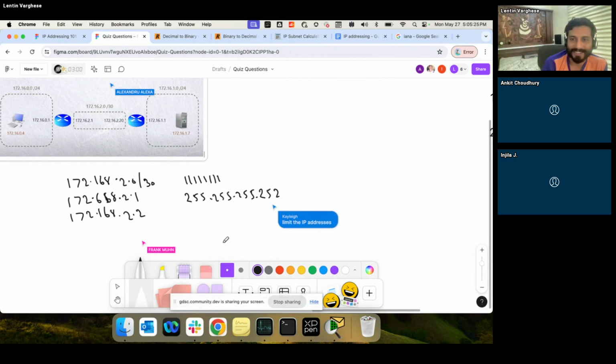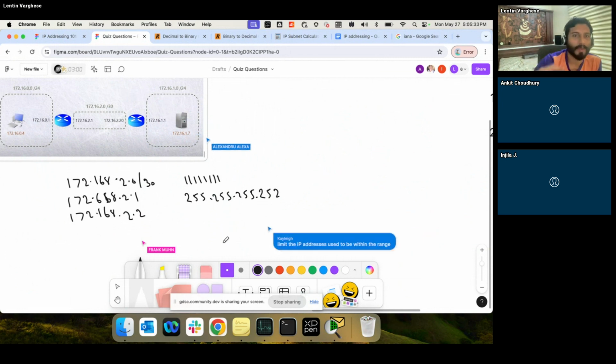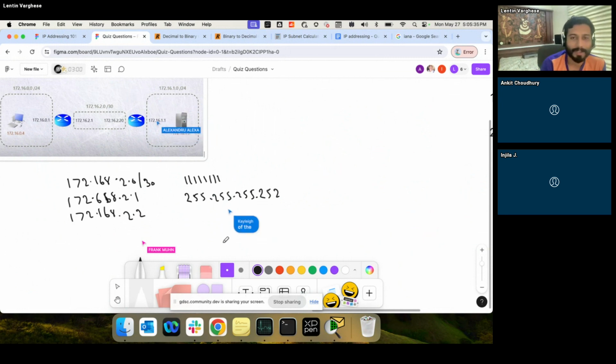The IP addresses used to be within reach. Sure, I got that, right? What number should I use here? What should I use? 172.168.2.12. Got it. The IP address range.